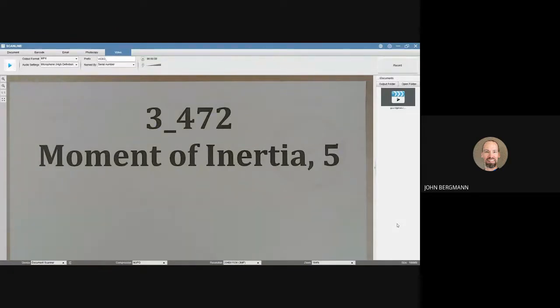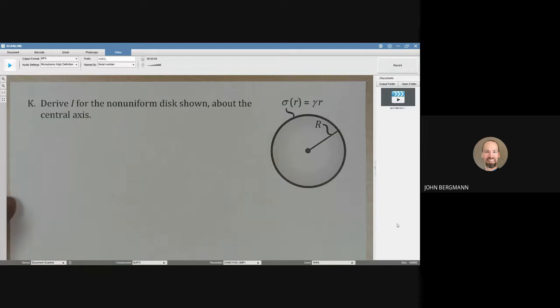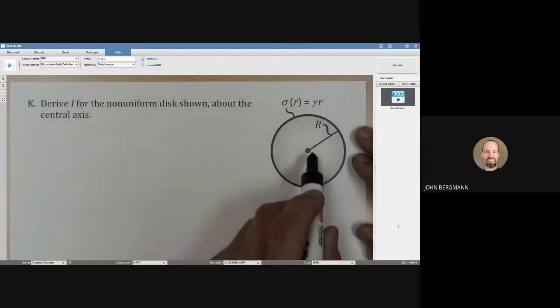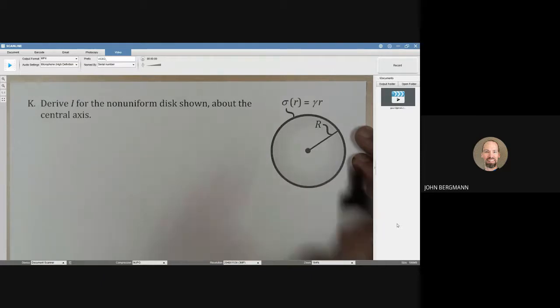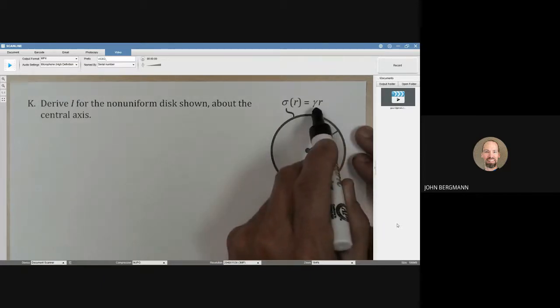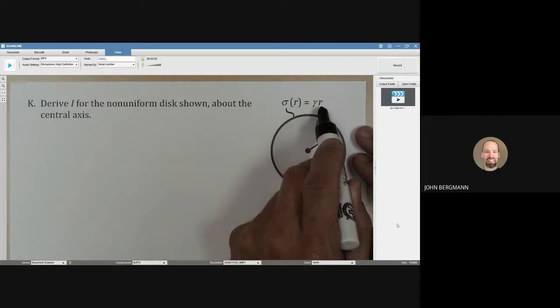Let's do one more example of finding the moment of inertia. Here we have a non-uniform disk about the central axis. In an earlier video, we derived the moment of inertia for a uniform disk to be 1/2 mr squared. But this is a non-uniform disk, which means its surface density changes as we get further from the axis, according to this equation here, some constant multiplied by how far away we are.